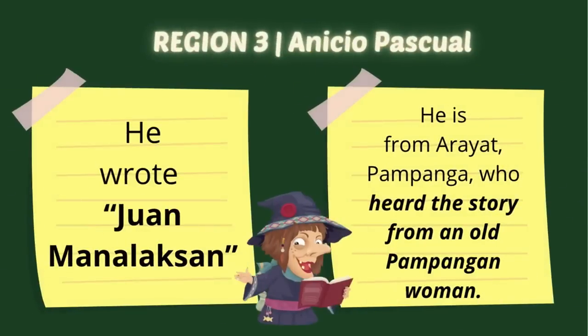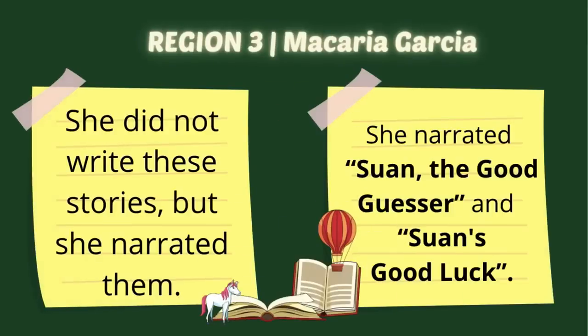Let's move on to Region 3. Anicio Pascual. He wrote Juan Manalaksan, and Pascual is from Arayat, Pampanga, and this story that he wrote is something he has heard from an old Pampangan woman. From Region 3 as well, Macaria Garcia. She did not write these stories, but she narrated them. Those are So Juan, the Good Guesser, and So Anne's Good Luck.